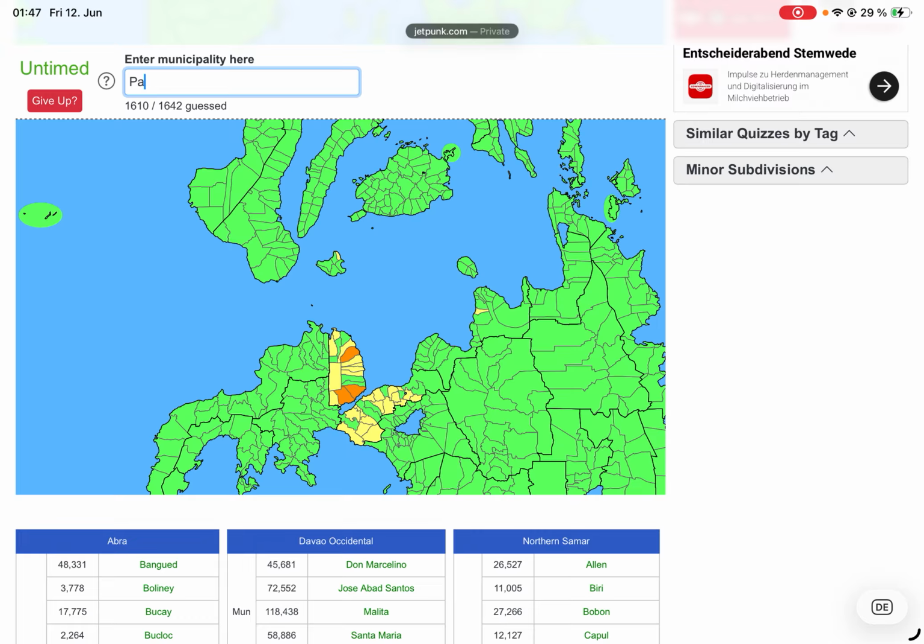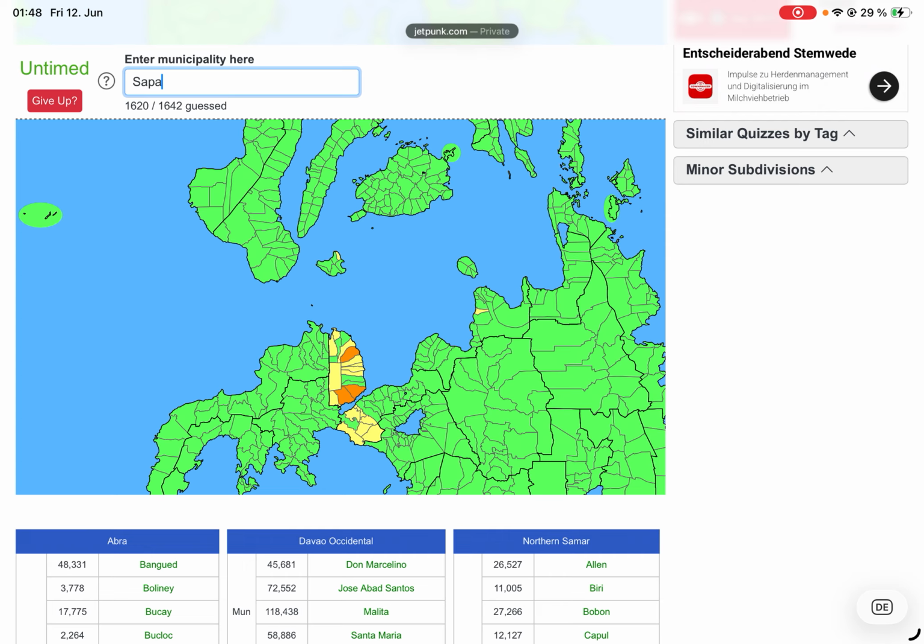I say that and I probably jinx it right now by not knowing one of these, but I'll see. So we have Pantar, we have Pantau Ragat, we have Baloi, Kauswagan, Linamon, Pona, Piagapo, Munai, Tankal, Maigo, Ka. I knew it would happen. I shouldn't have said anything. What is it? Kolambugan is what it is. Yeah. Okay.